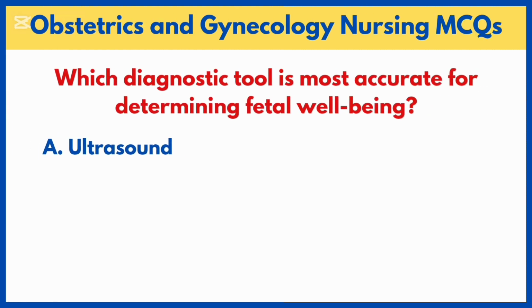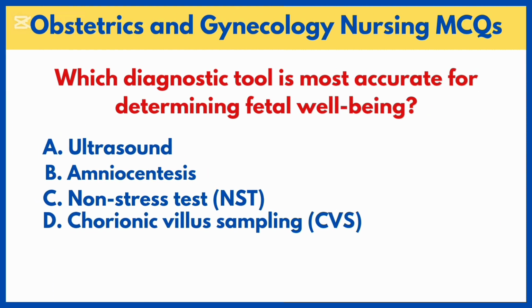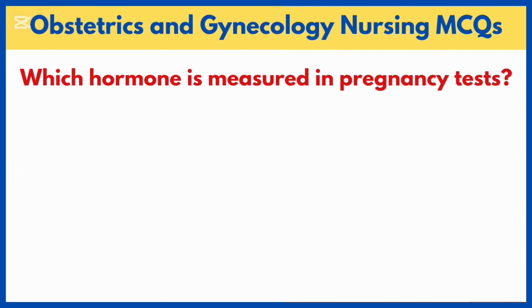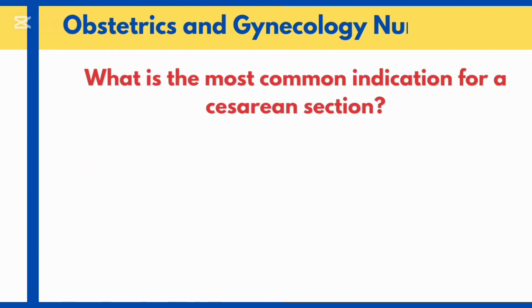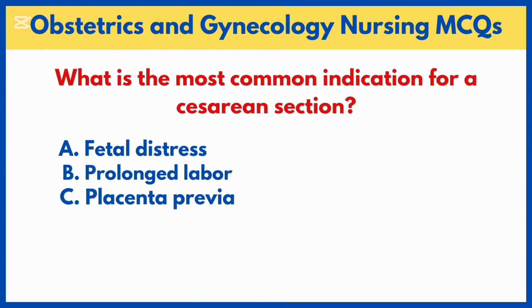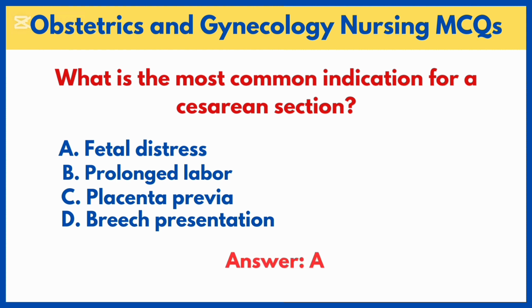Which diagnostic tool is most accurate for determining fetal well-being? Correct answer is option C, non-stress test. Which hormone is measured in pregnancy test? Correct answer is option C, human chorionic gonadotropin. What is the most common indication for a cesarean section? Correct answer is option A, fetal distress.